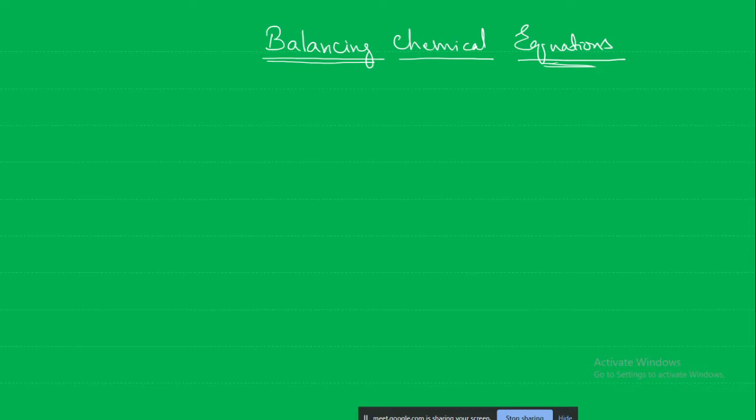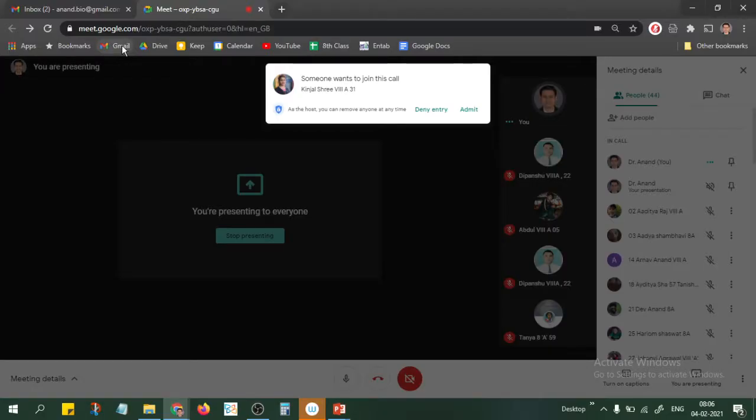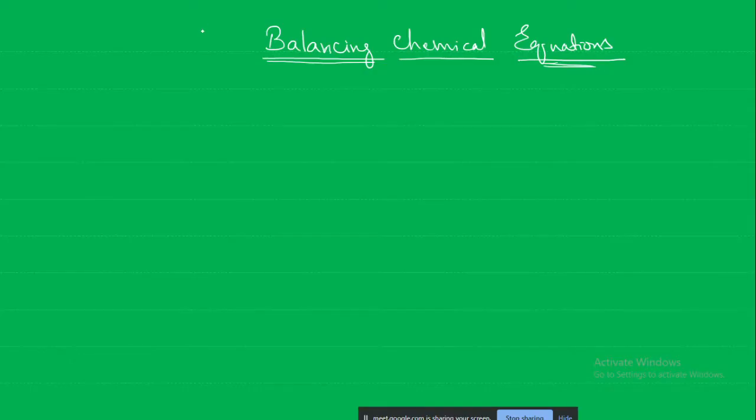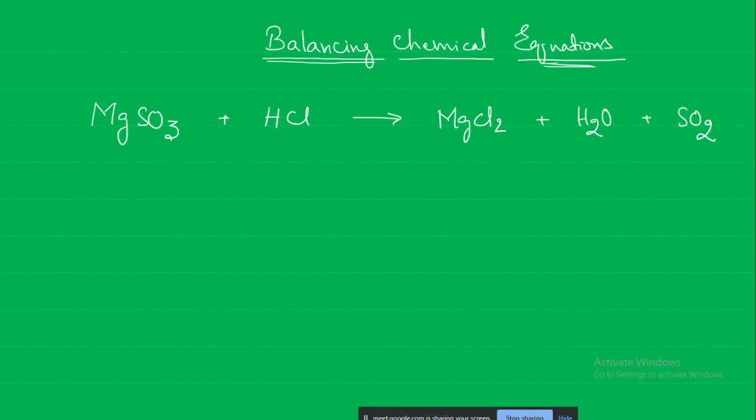So today we will discuss the mathematical method of balancing the chemical equation. For example, you have an equation: magnesium sulfite reacting with hydrochloric acid to give magnesium chloride plus water plus sulfur dioxide. So this is the equation and you have to balance it.